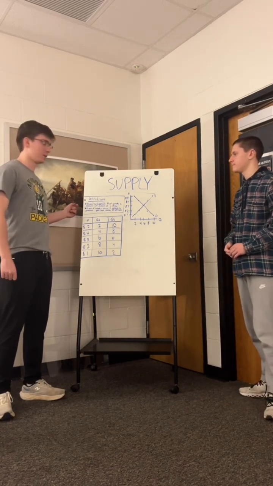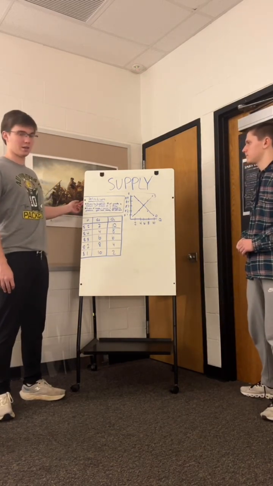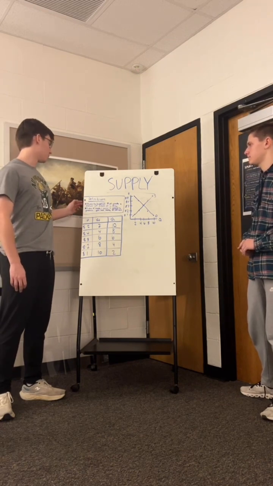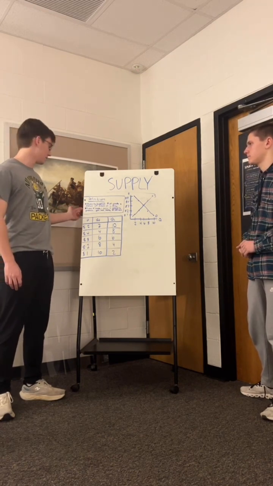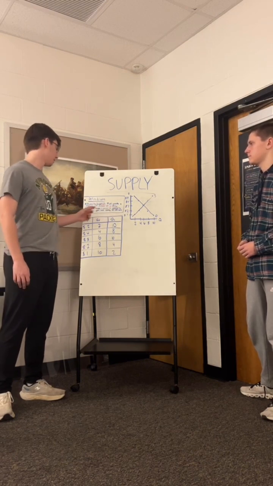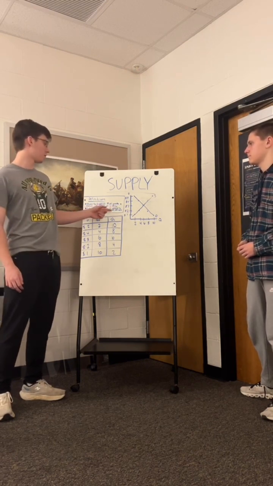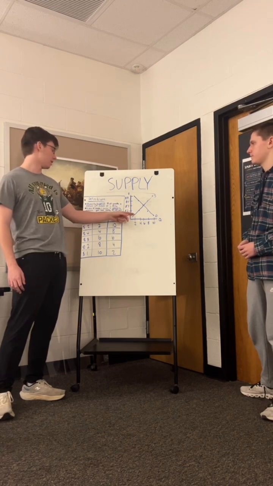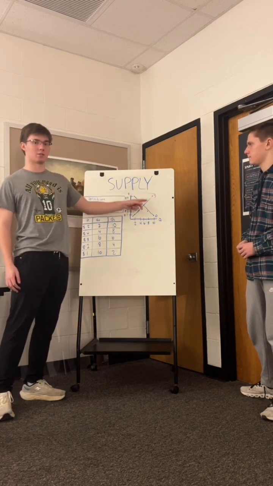So we have two definitions. We have quantity supplied, and that is the number of goods a producer will output at a price. And then we have the law of supply, which is the curve is upsloping and producers gain more money to sell more, and the law of supply is shown right on this line right here.